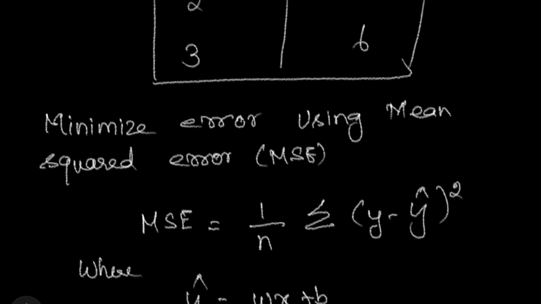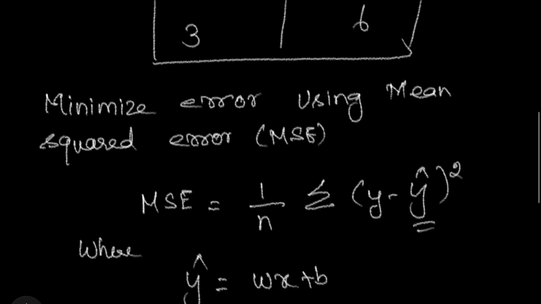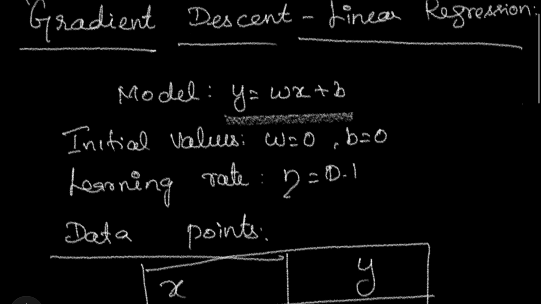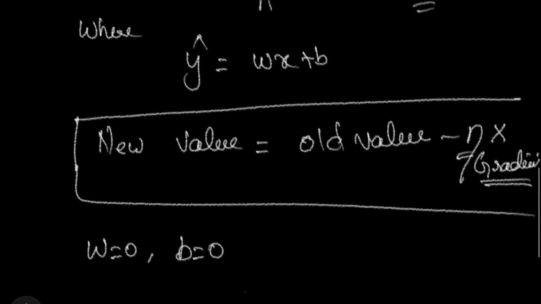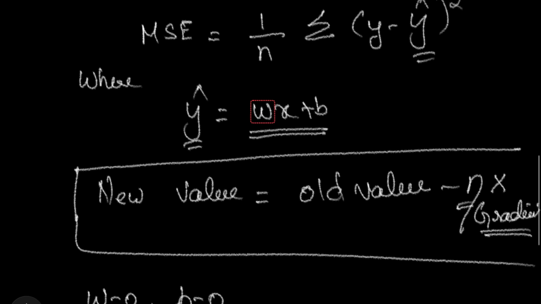Now here we have to minimize the error using mean squared error. The mean squared error formula is depicted here: 1 by n summation of (y minus predicted y) squared. This y is the value which is given over here, and this predicted value we will find now. This predicted value uses the formula Wx plus b.